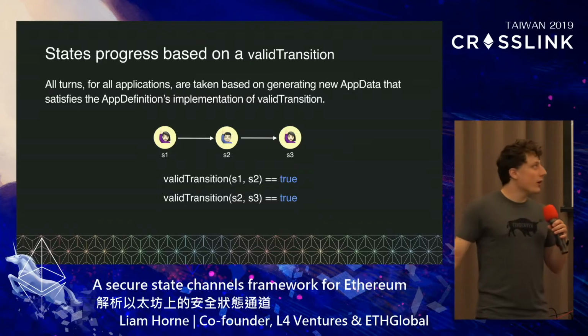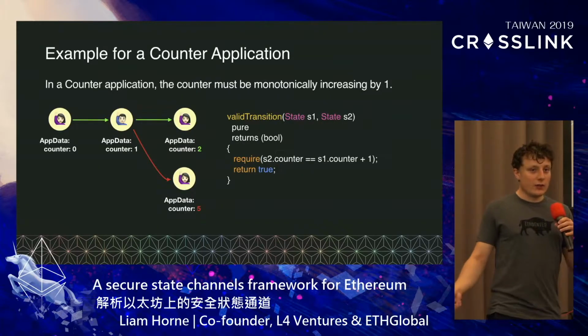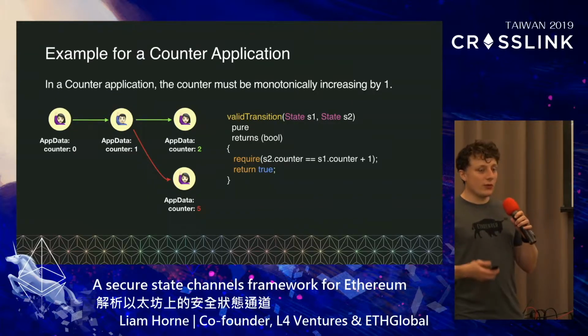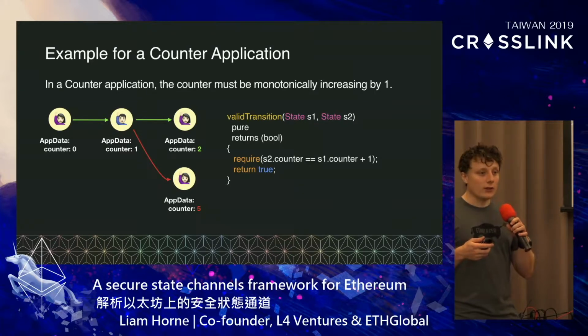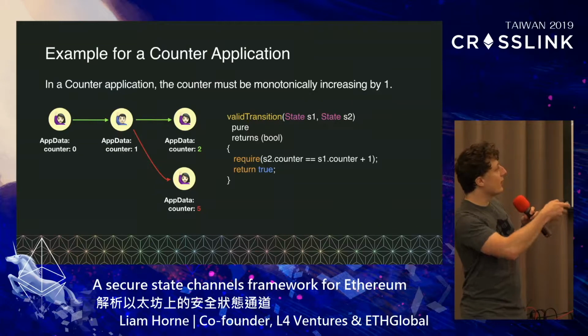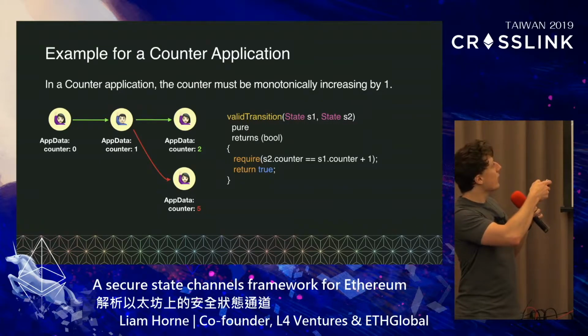So the most basic possible example is a counter. How do you write a counter app? Here's how you do that. The counter is an application where every time you update the state, you just add the number 1 to whatever the last counter was. So you can see here, if I can use the red dot thing, counter 0 is good, 1 is 1 more than 0, 2 is 1 more than 1, so this is a good transition. But this is a bad transition because 5 obviously is not 1 more than 1.